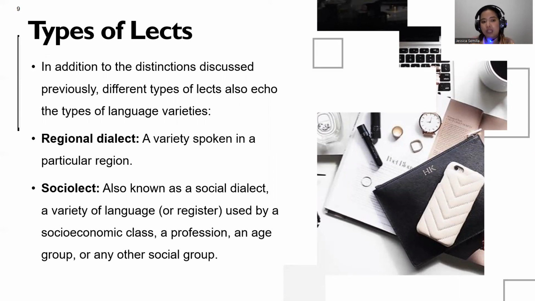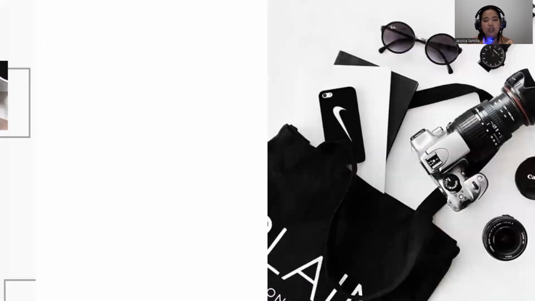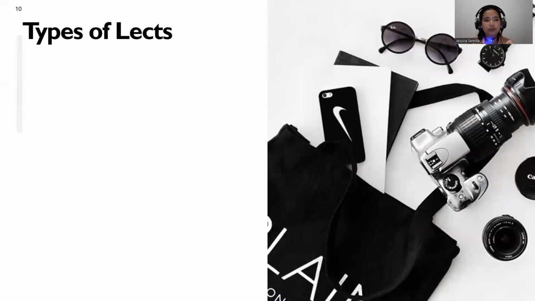So what do you mean by socioeconomic class? From the poor to the rich to the middle class and all. They have different types of language being used. The same thing with the profession, and also the same thing with the teenagers, millennials, other social groups like the LGBT community. They have different types of sociolect. Okay, so let's move on.